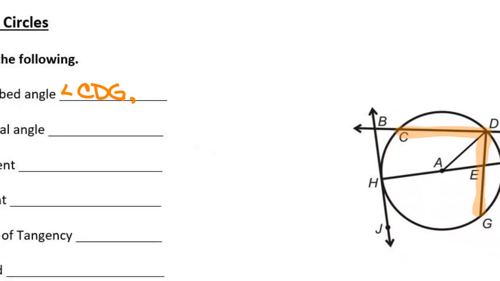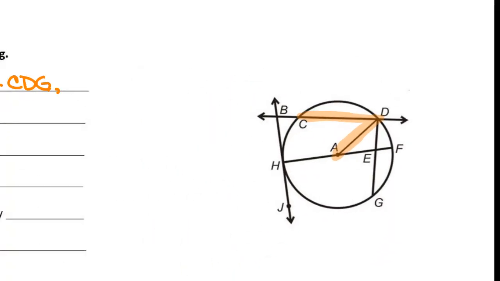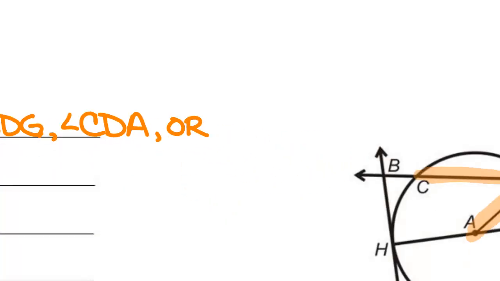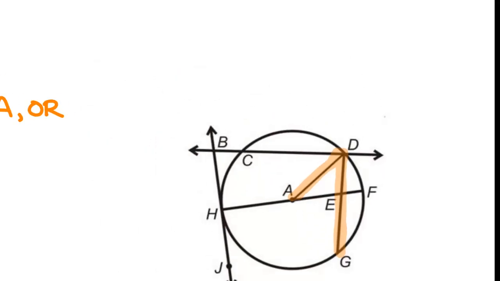That is not the only one in this picture. Instead of going from C to D to G, we could have done C to D to A. That still has its vertex on the circle, meeting the requirements to be an inscribed angle. So angle CDA. Or could have gone the other direction and done GDA. This angle right here still has its vertex on the circle.